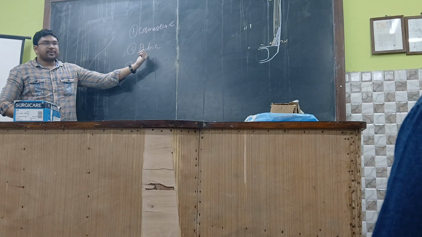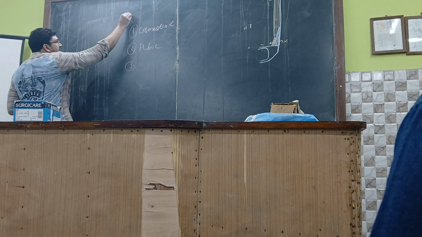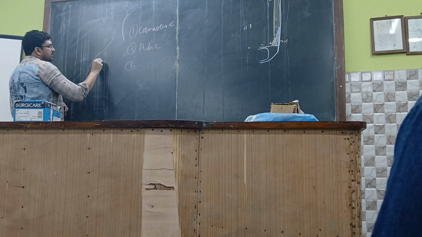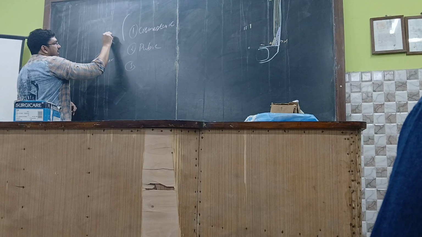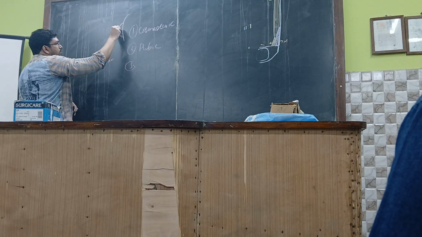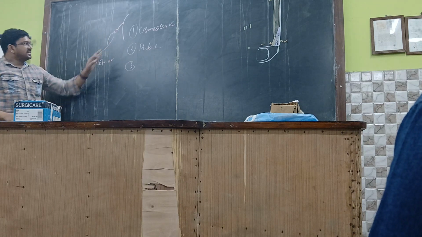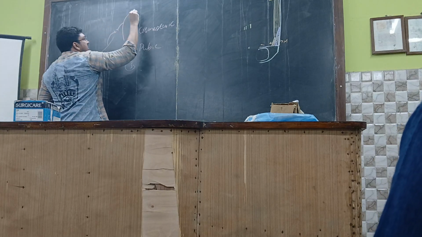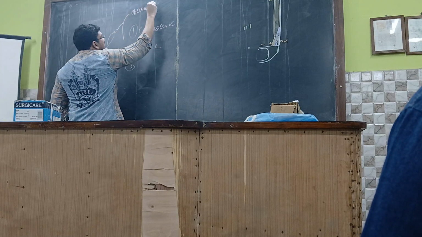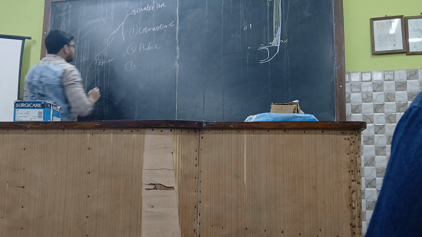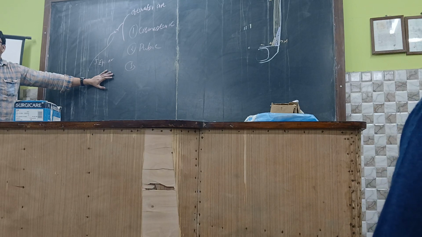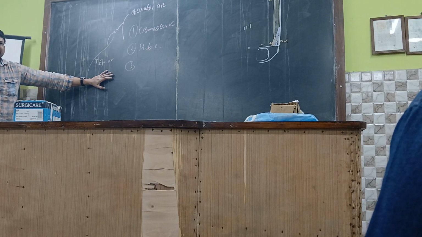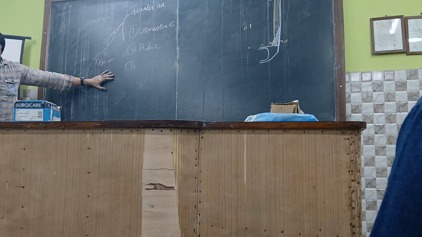This pubic branch from the inferior epigastric artery will be anastomosing with the pubic branch of the obturator artery. Try to understand this. This is very much important. This is the obturator artery. This is the inferior epigastric artery. Could you remember where the obturator artery is present within the hip bone?